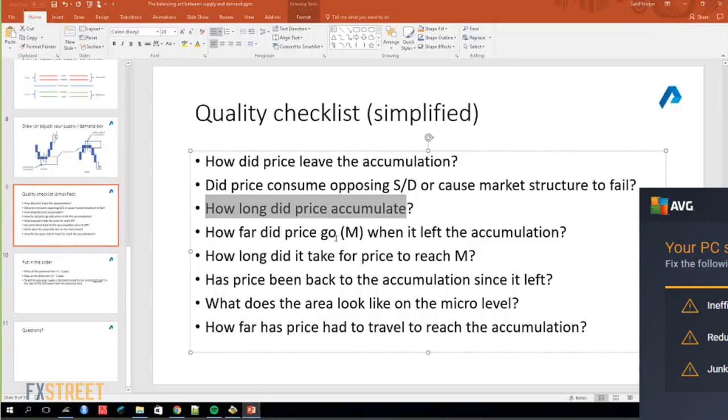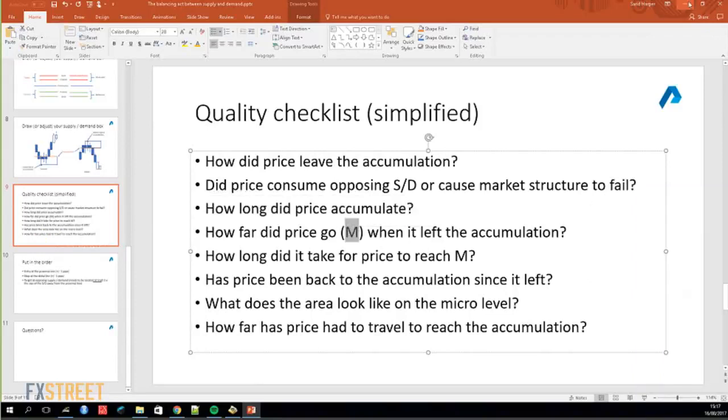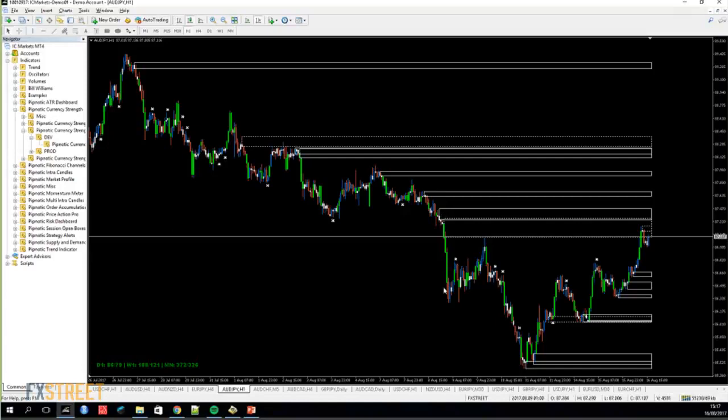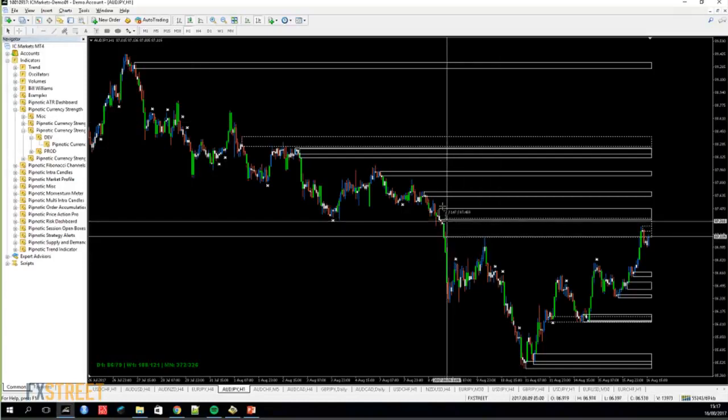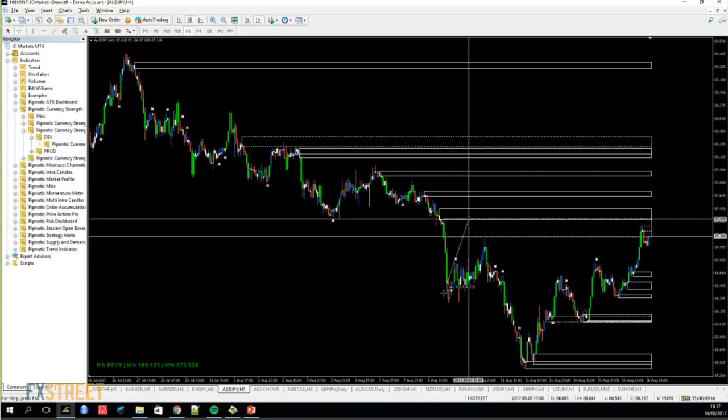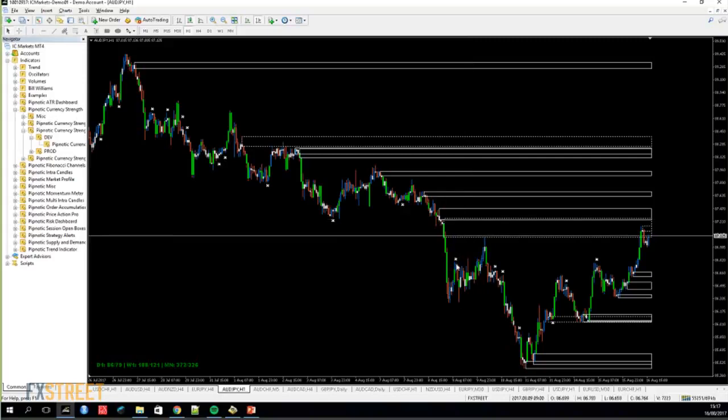How far did price go? Which I call M, which stands for move, when it left the accumulation. When price left here, it went really far. If we consider this area, this is 15 pips. And when price left, it moved down about 100 pips. So the risk-reward multiplier for this area was very good indeed, which would have qualified this area for a short on the first test here. But now this one's gone.